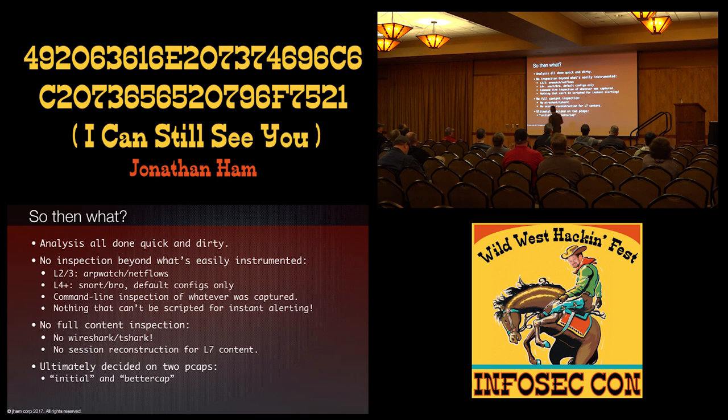So at layer 2 and 3, we got ARP Watch and some NetFlow data, and that's it. At layer 4, I brought in some Snort and Bro, so a little bit of content, but only the content that Bro inspects by default. These are default configs for both Snort and Bro, only what they would normally catch.